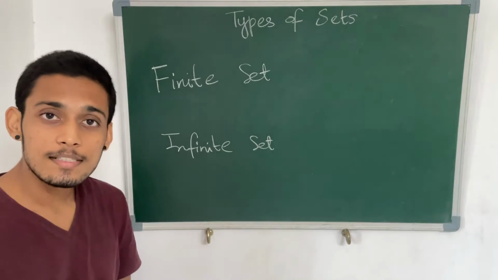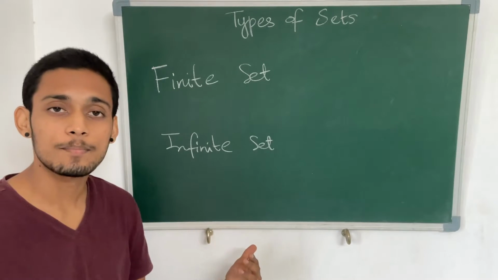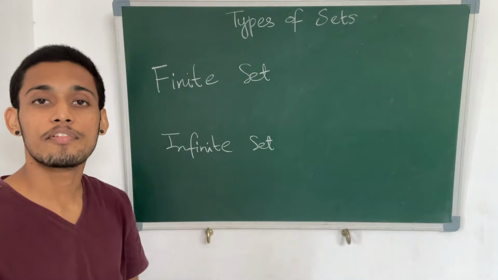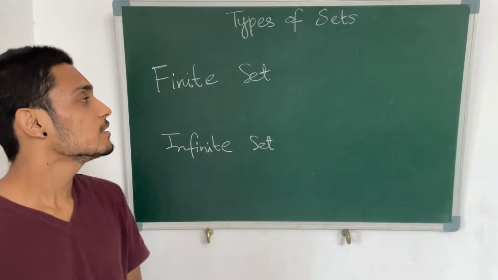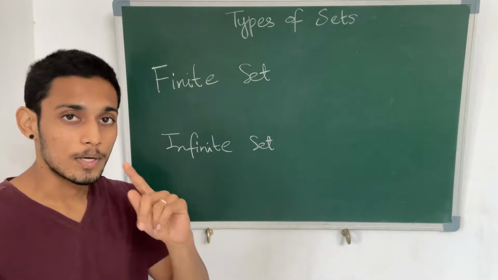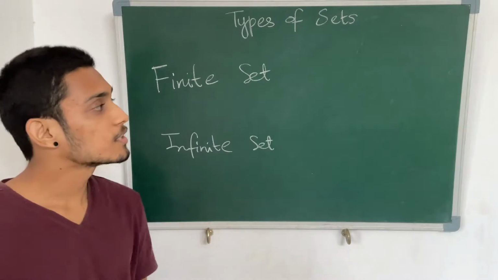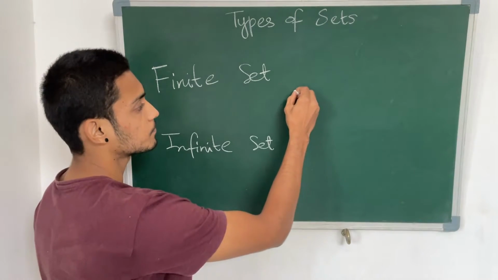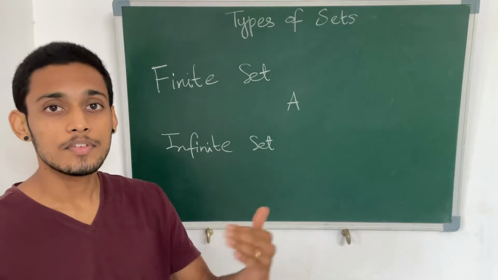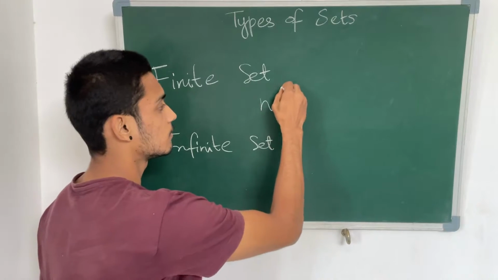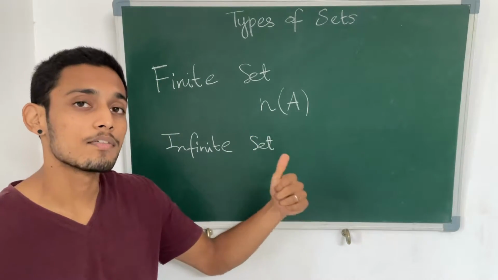As the name suggests, a set with a finite number of elements is known as a finite set, and a set with an infinite number of elements is known as an infinite set. So let us see some very simple examples. In this we need to understand one important notation, that is the cardinality of a set. If we have a set A, to denote how many elements the given set has, we use the notation number of elements in A, or cardinality of the set A.